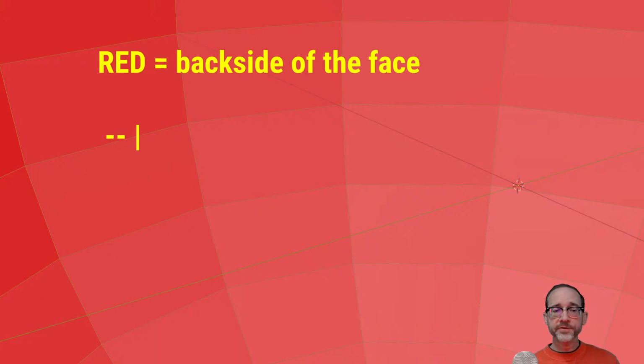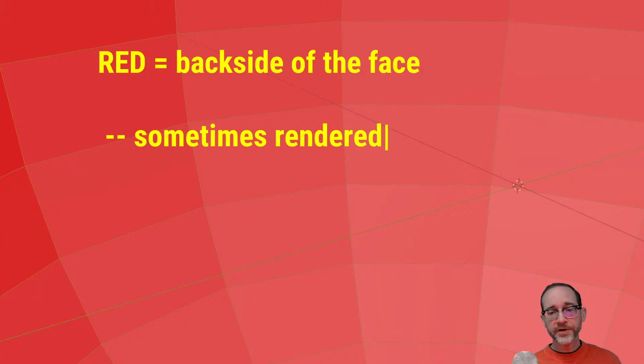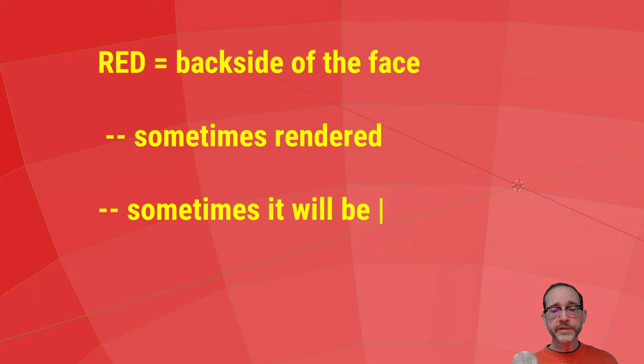Different rendering environments treat the backside differently. Sometimes it'll get rendered, meaning that it'll function much more like paper, where we flip it over and we see both sides. Other times, it will be culled, meaning it gets removed from the rendering, and so it essentially becomes invisible. You see through.